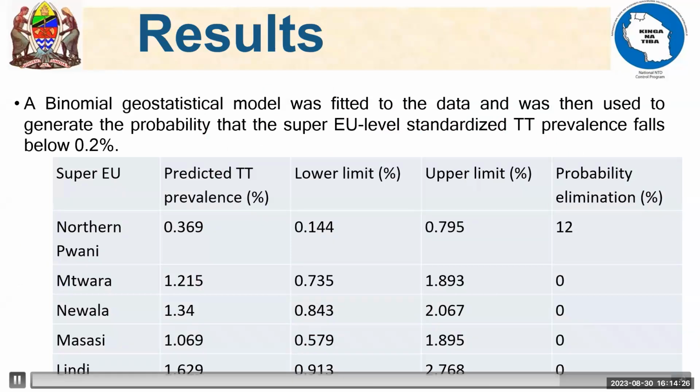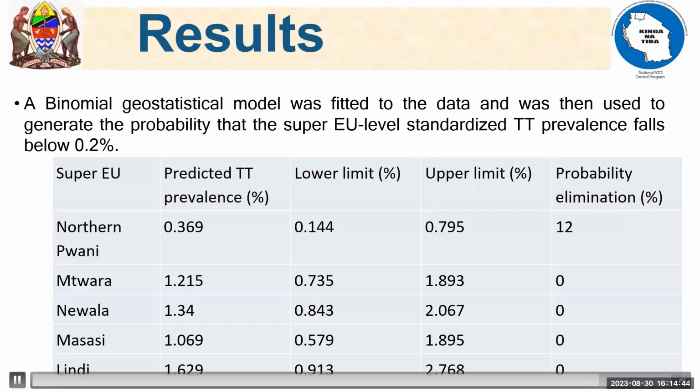We conducted data analysis by employing the binomial geostatistical model, which was applied to the datasets. This model allowed us to generate the likelihood that the standardized TT prevalence at the Super EU level would be below 0.2%. Look at that table.